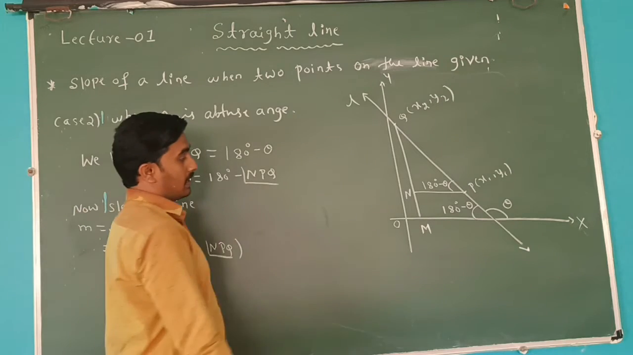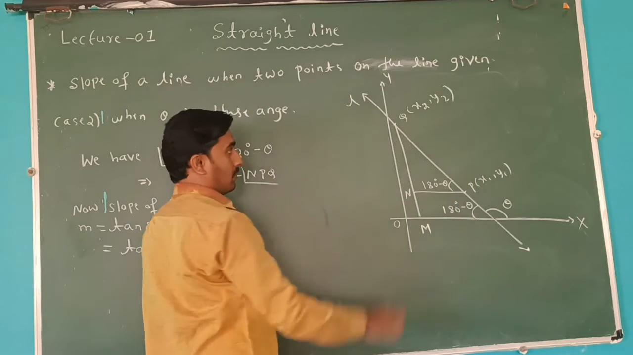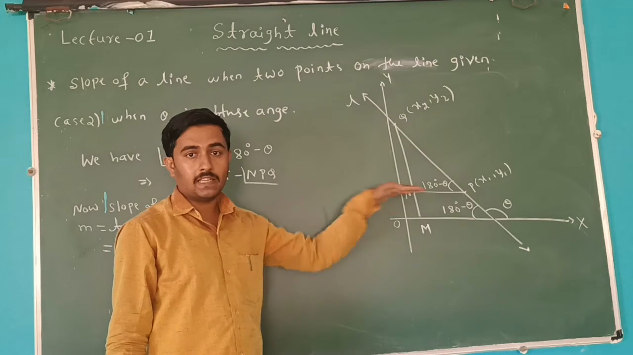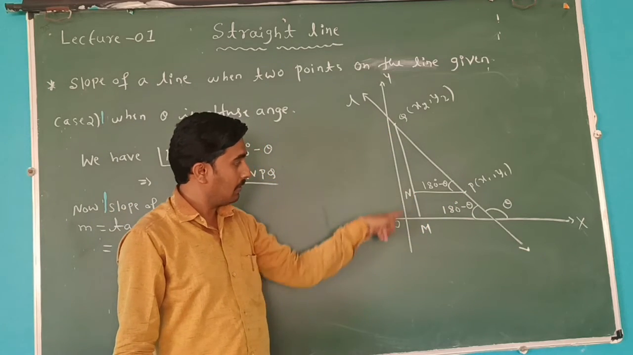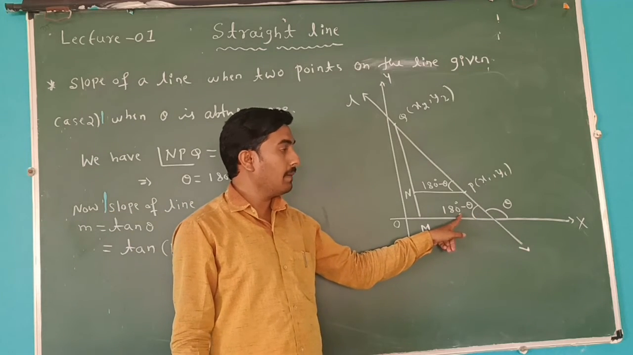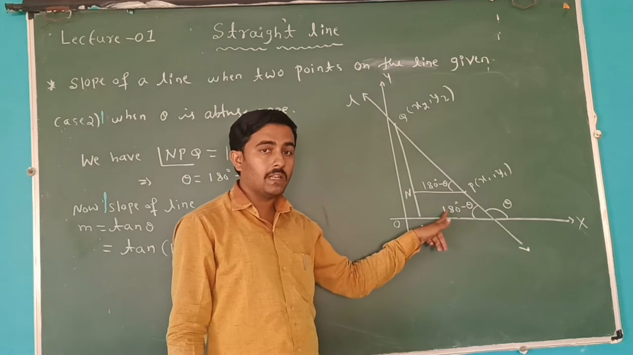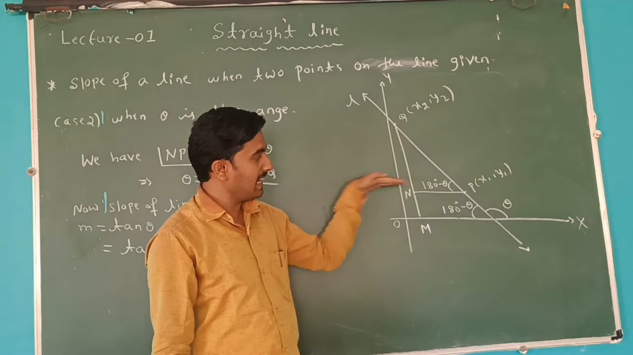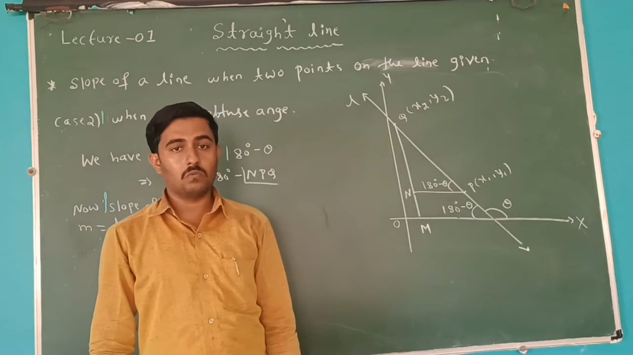For that, this is the point P with coordinates x1, y1, and this is the point Q with coordinates x2, y2. Draw a perpendicular QM to the x-axis, and also draw PN perpendicular to QM. Now, if this is theta, then this becomes 180 minus theta. If it is 180 minus theta, this is also 180 minus theta, because PN is parallel to the x-axis, so alternate angles are equal.